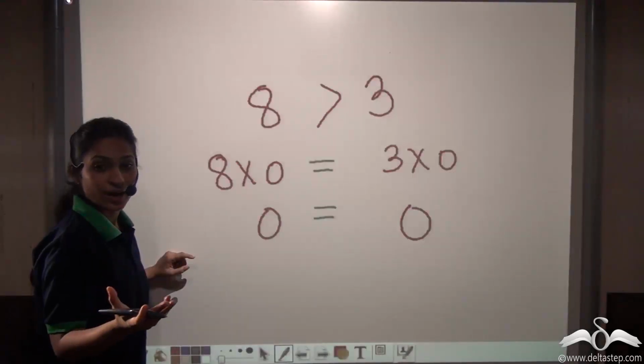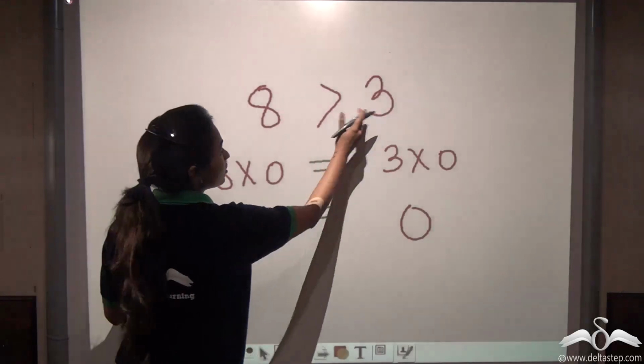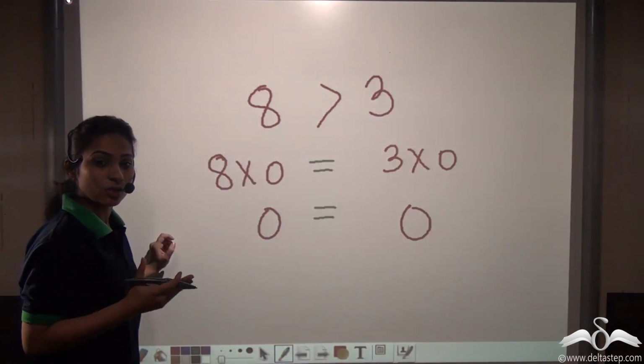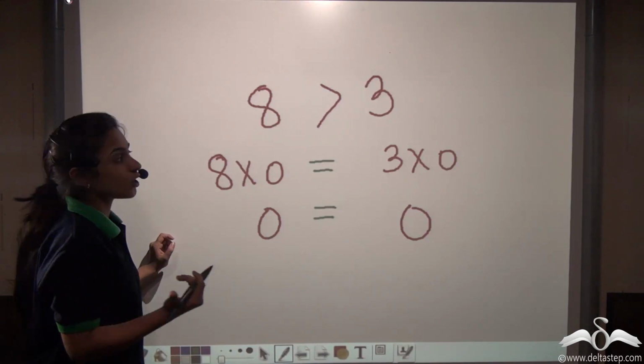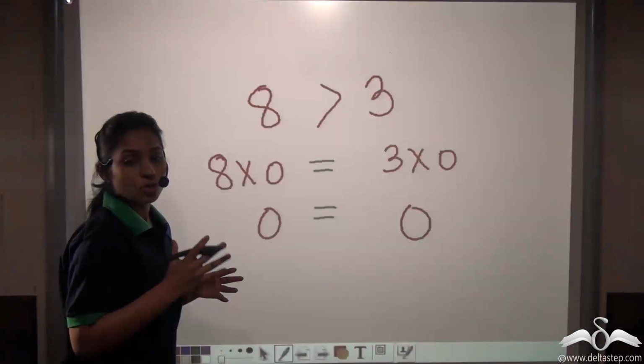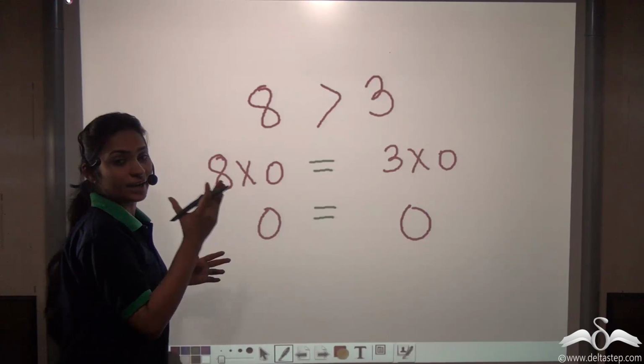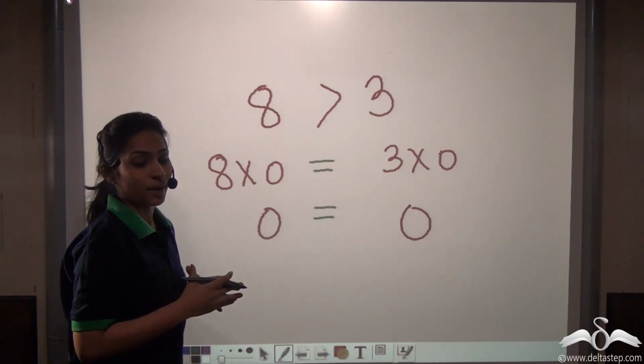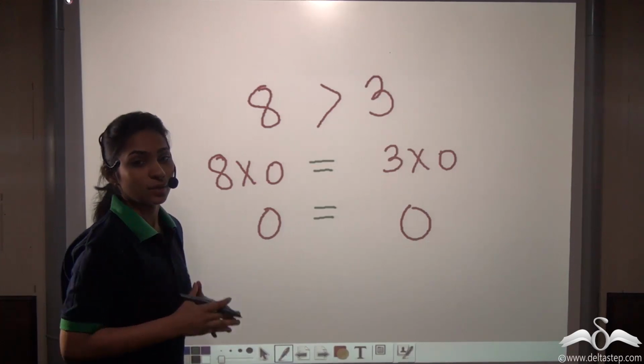Same goes for dividing. When you divide both sides of an inequation by 0, you cannot do so because anything divided by 0 gives you infinity. So again, this will not hold true. So you can say that multiplying or dividing by 0 on both sides of an inequation will not let the inequation remain. It will turn it into an equation.